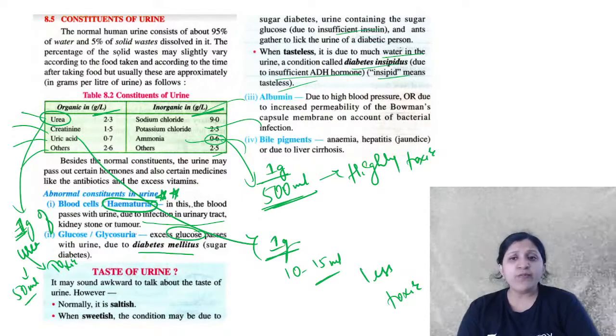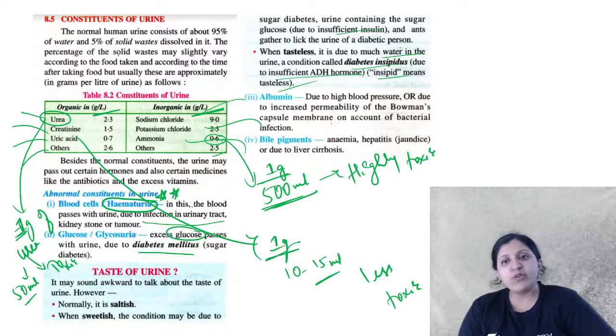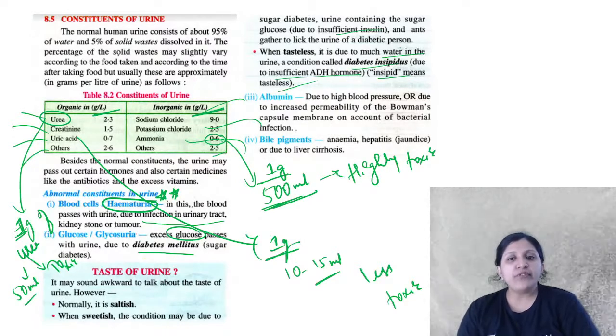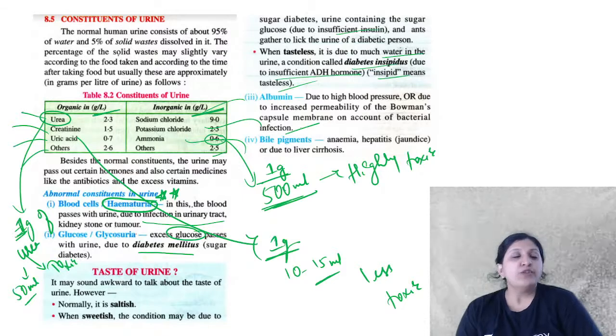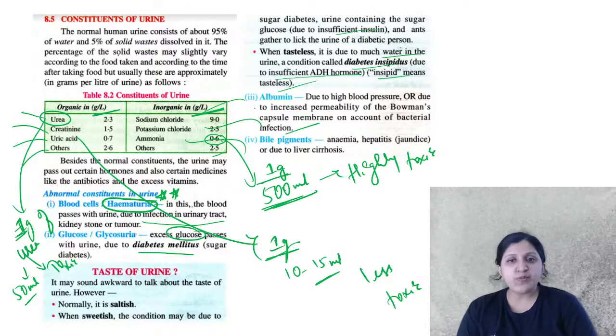Then albumin, so due to high blood pressure or due to increased permeability of the Bowman's capsule membrane on account of bacterial infection. When we mention albumin, it can be due to blood pressure or due to increased permeability of the Bowman's capsule membrane. If there is bacterial infection, regular osmoregulation cannot be done. So we will see osmoregulation.